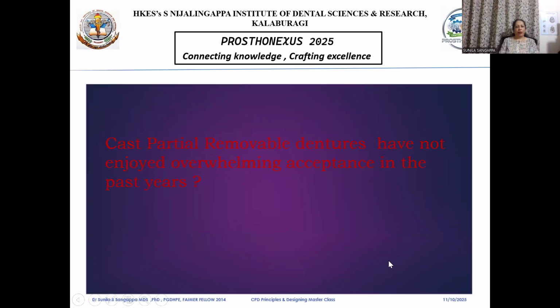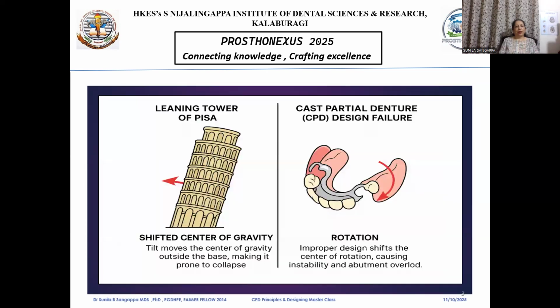Have you ever asked why cast partial removable dentures have not enjoyed overwhelming acceptance in the past years? Let's understand. Most of you are familiar with the Leaning Tower of Pisa. It's famous for its unintended tilt as well as unstable foundation because of its design. Now, considering this analogy to the cast partial denture designing, definitely an improper design will lead to cast partial denture failure and also compromises the remaining teeth and surrounding tissues.